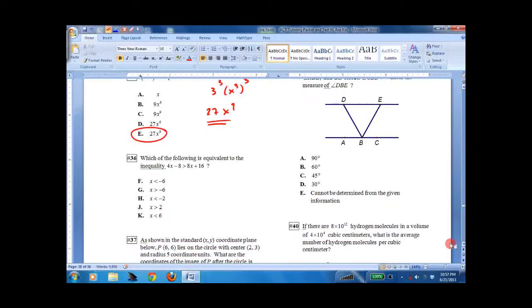Which of the following is equivalent to the inequality? Well, this is time to do some math. That gives us negative 24 is greater than 4x. Divide both sides by 4. You get negative 6 is greater than x, also known as x is less than negative 6. Lots of different ways to solve this, so find the one that's your favorite, and go from there.